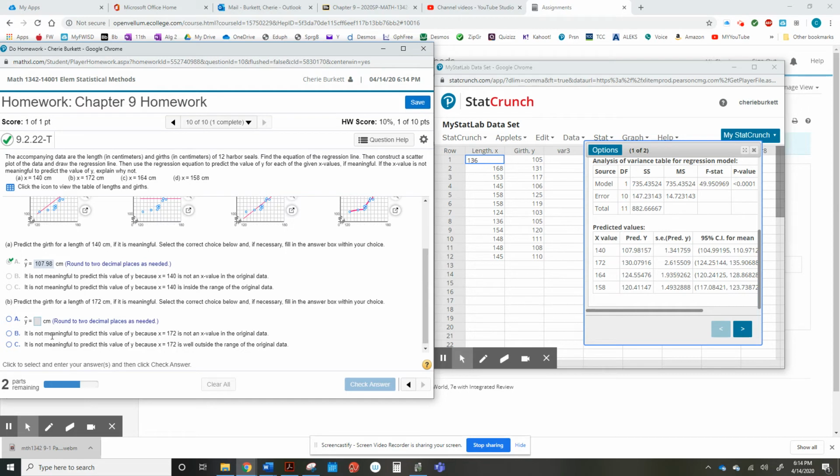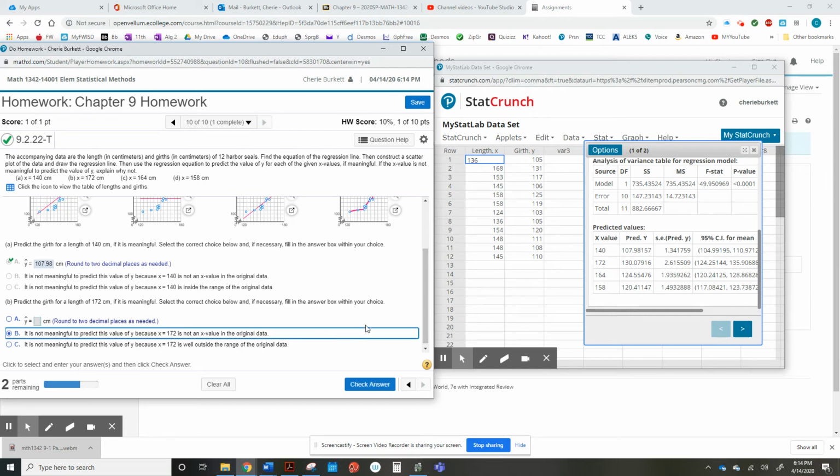because A is not the best choice. The reason it's not is because it's not meaningful to predict this value of y, because 172 is not an X value in the original data, it's outside the range of the original data. So in other words, the biggest value that this goes up to is 168. So they're saying 172 is too far beyond the actual data that we used.